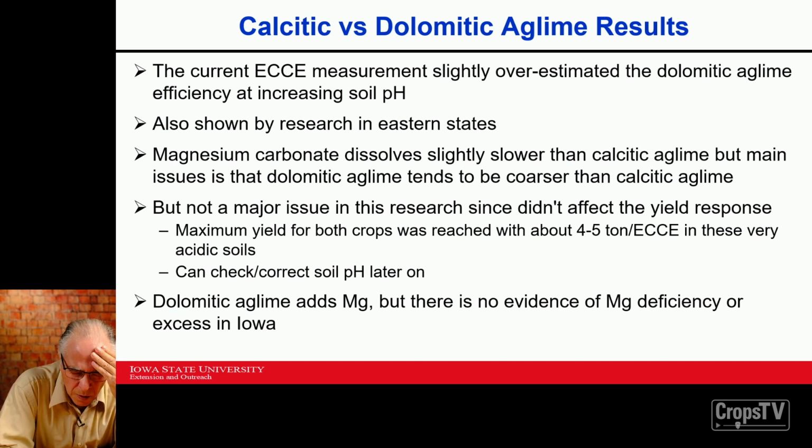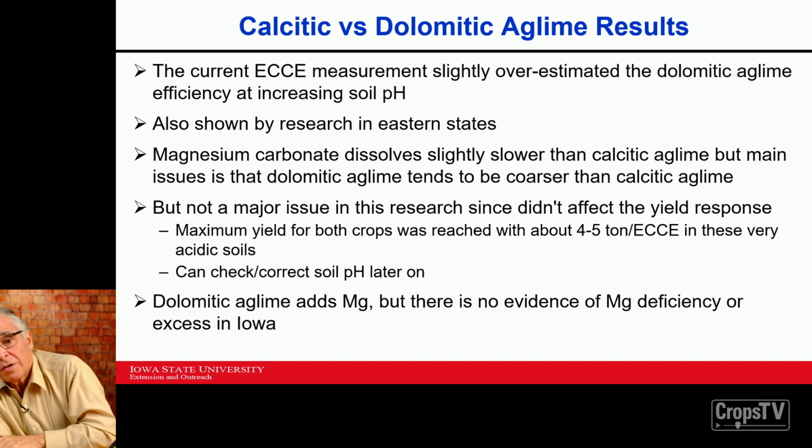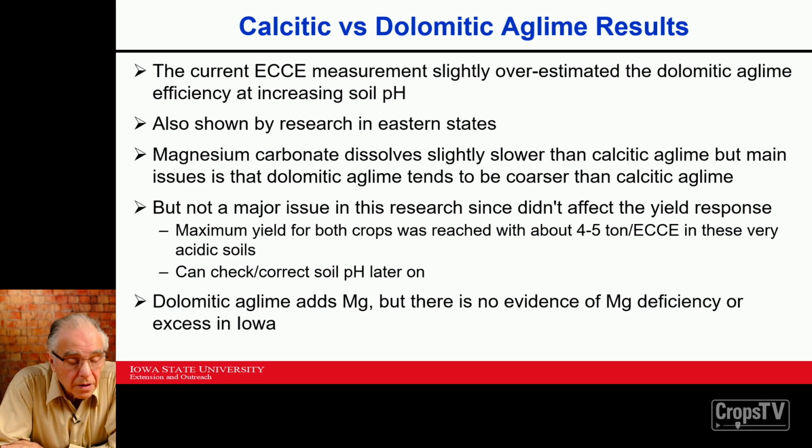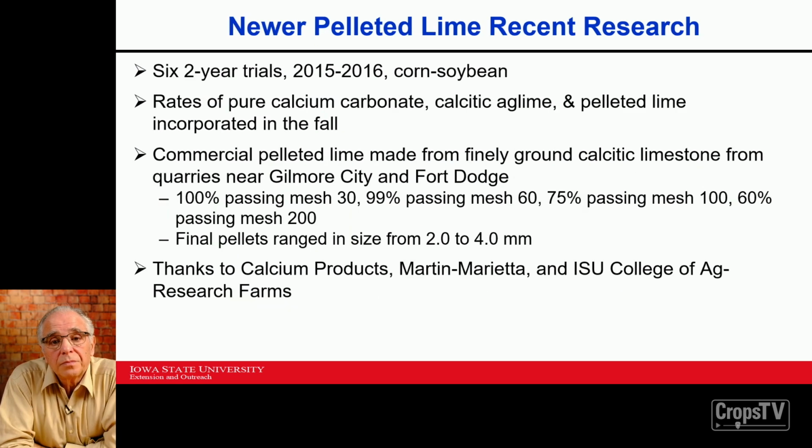Now, some people are saying that in eastern Iowa there is excess magnesium. There is absolutely no confirmation of that, no evidence for that. There is no deficiency of magnesium either. Now, the dolomitic lime adds magnesium. So in some states where there is magnesium deficiency, that could be good.